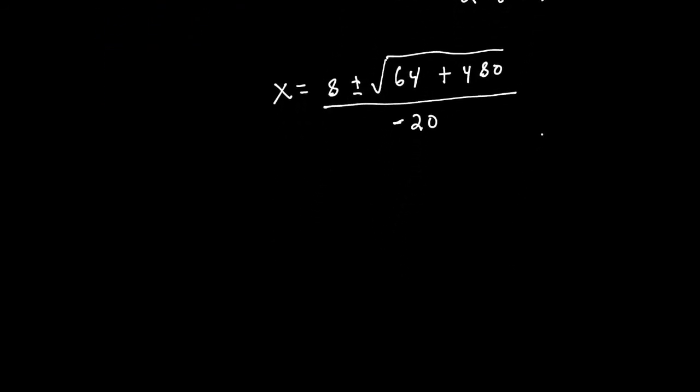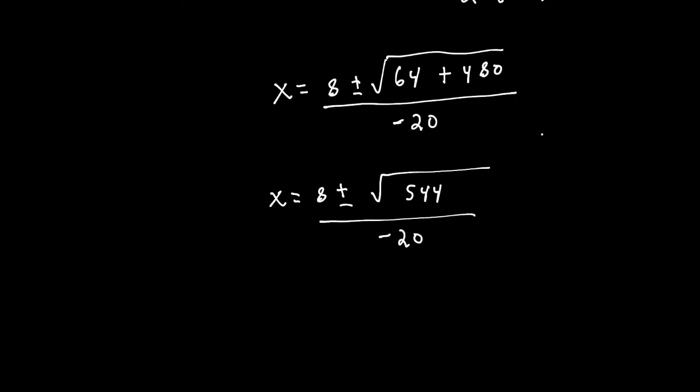Let's evaluate what's inside of the radical here. So we're going to get x equal to 8 plus or minus the square root of 544. And then that's going to be all over negative 20. I'm going to simplify my radical. So I'll get 544 and begin to get its prime factorization. So 544 is the same thing as 16 multiplied by 34. The 16 is the same thing as 4 times 4, and the 34 is 2 times 17.